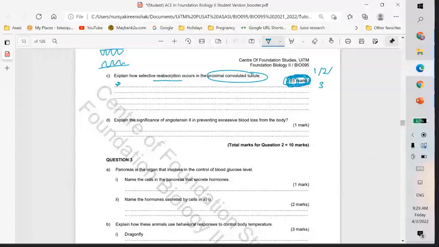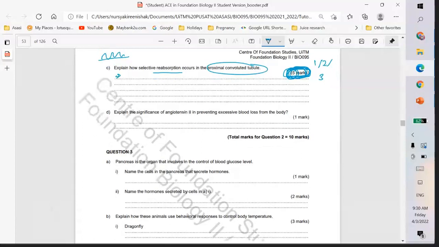Second point, the reabsorption can occur via passive or active transport, depending on the molecule. Active transport requires energy, protein channels, and protein transporters or co-transporters. For the fourth point, a large amount of water is reabsorbed into the blood by osmosis. The fifth point, many microvilli to increase the surface area for reabsorption in the proximal tubule. Those are the 5 points for question C.